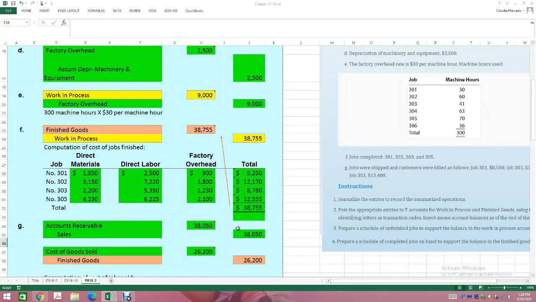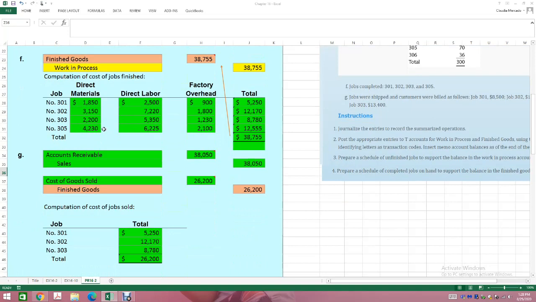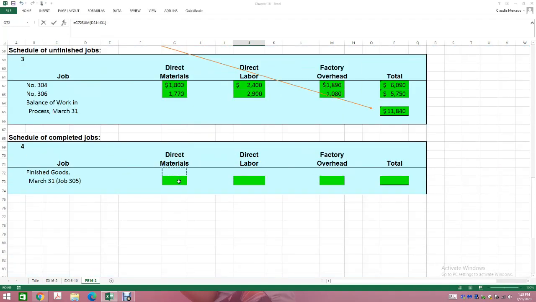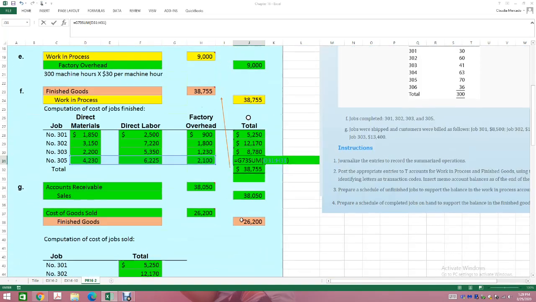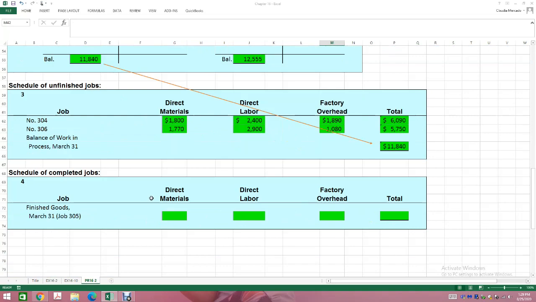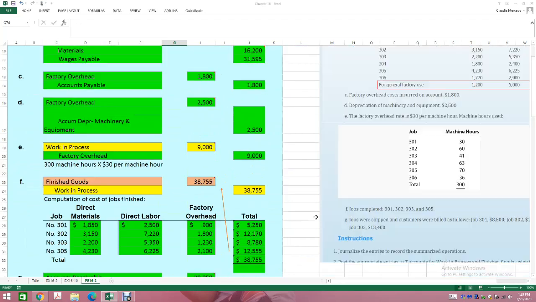Okay, so my cost for 305 had already been calculated up here, when we calculated our cost of jobs finished. So all we have to do is basically just copy that information over to our schedule. We already identified that that's the one that we have not shipped. So we'll just copy it. We have materials of 4230, and we're just getting the same thing for job 305. You can get it from up here: 4230, 6225.